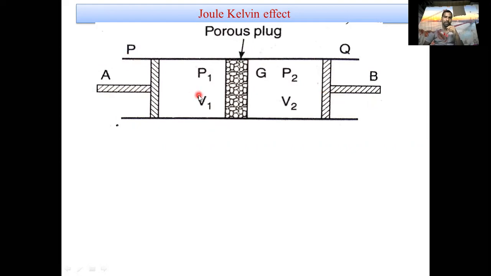Now P1 and V1 are the gas pressure and volume respectively. P1 and V1 indicate the high pressure and volume. Now P2 and V2 are the low constant pressure and volume. Now suppose this piston is moved. This is the left side and right side. A is the left side piston, B is the right side piston.